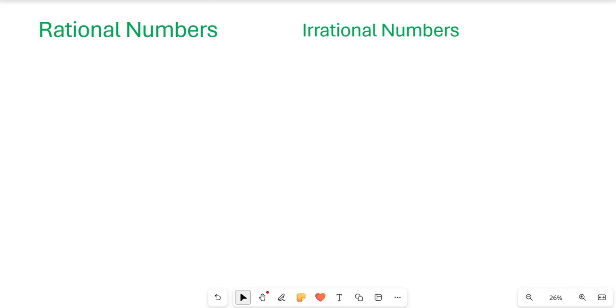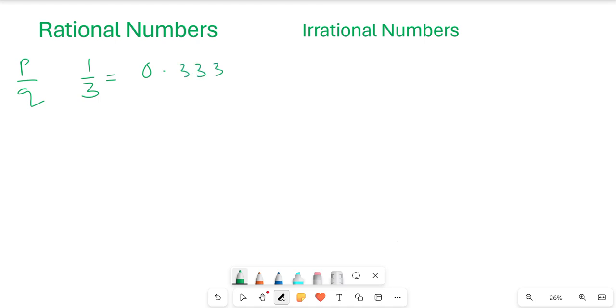Now the rational numbers are the numbers which I can write in p by q form, where p and q are integers, like 1 by 3. If I convert it into decimal, it is 0.333, it keeps going. We also write it as 0.3 bar. So it is a non-terminating but repeating, non-terminating and recurring rational number.